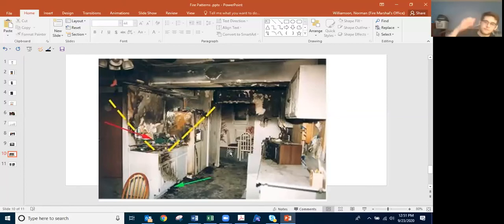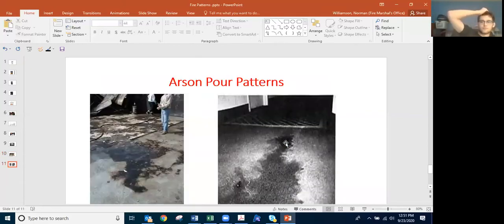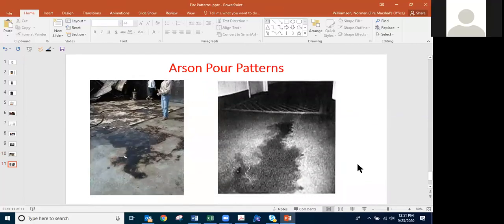No? Okay. So as we look at these pour patterns, think about this: one's on carpet and one's on concrete. They look somewhat the same, don't they? But notice this one over here. See the little edges out here? What do you think these little things on the edges are?